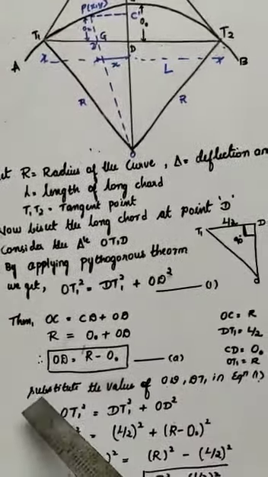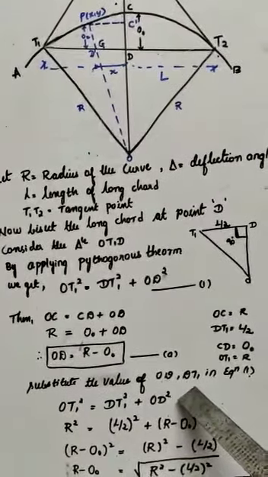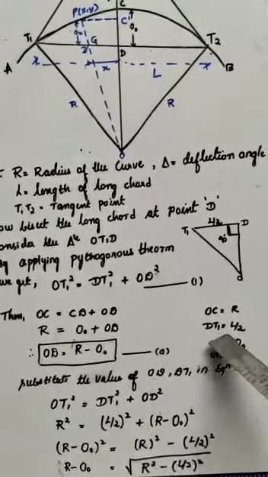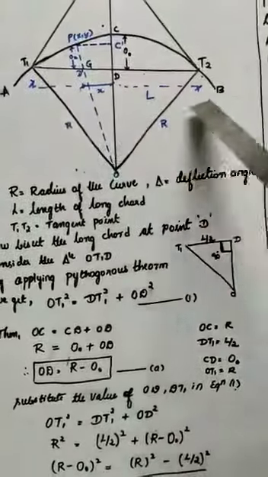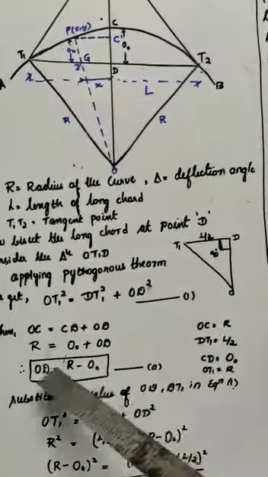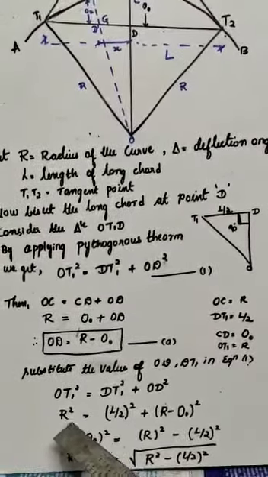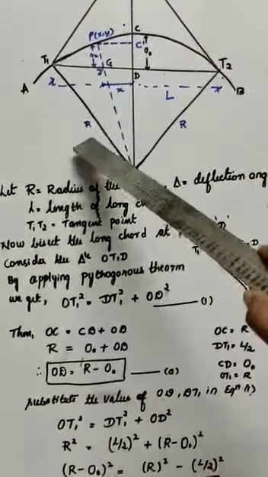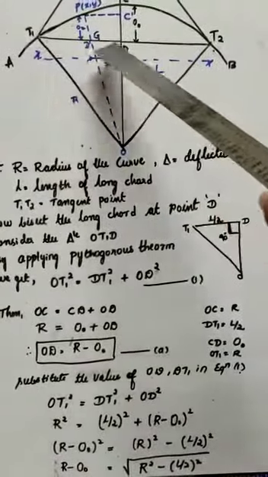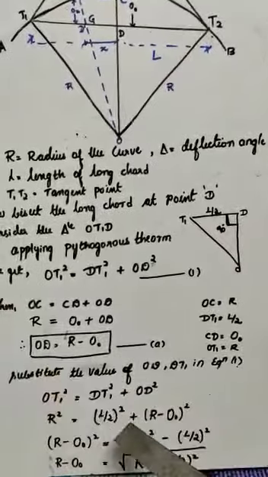Now you substitute the value of OD, that is this value, D T1. DT1 is nothing but L by 2 because it is half of the long chord, so it is L by 2. So substitute all the values in this equation 1. So when you substitute, you will get, this is OT1, which is nothing but the radius, so it is given as R square. DT1 is half of your long chord, so it is L by 2. OD is the distance which you found out, so that you are going to substitute.